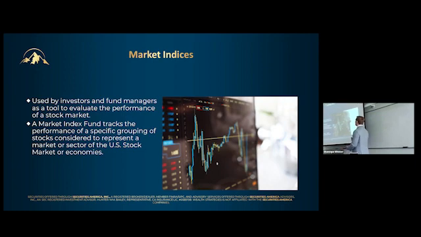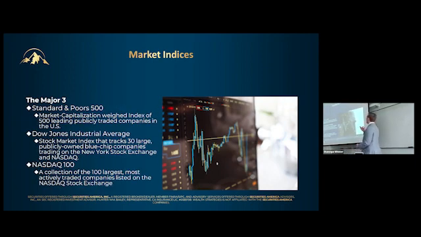A couple of examples of these indices would first of all be the major three. These are going to be the things you hear on television and radio every day. Standard & Poor's 500, that's our S&P. It is a market capitalization weighted index of 500 leading publicly traded companies in the U.S. Generally, that just means the biggest ones.